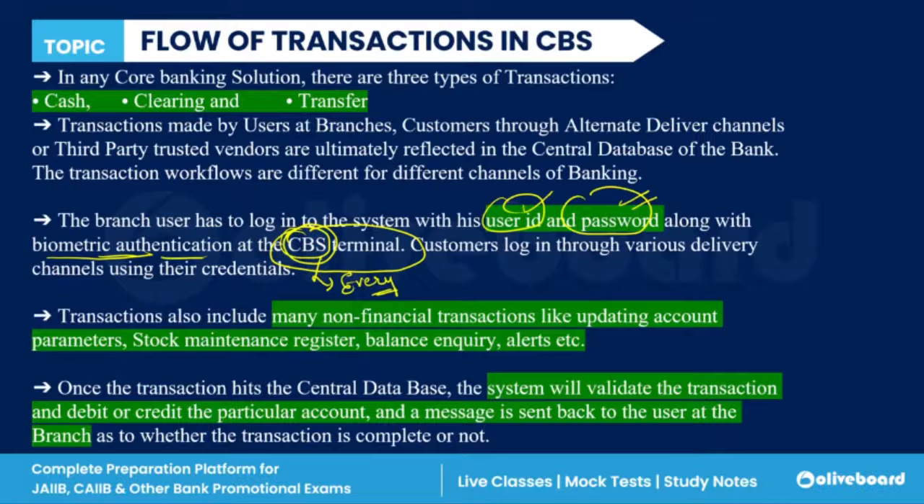Customers log in through various delivery channels using their credentials. So how can the customers log in? They can use the various delivery channels and use their credentials.